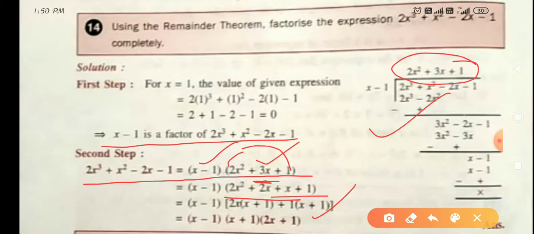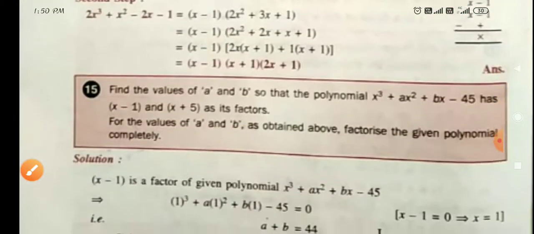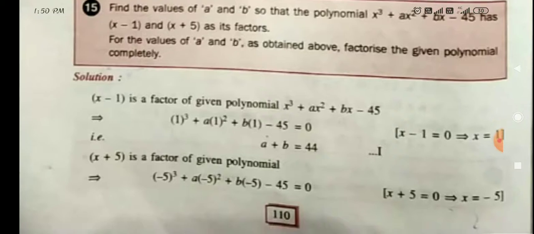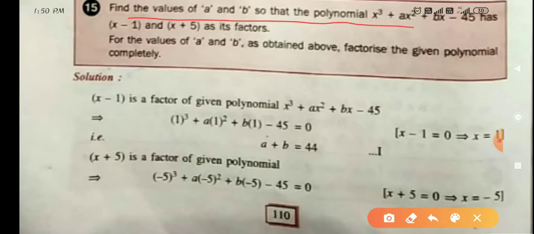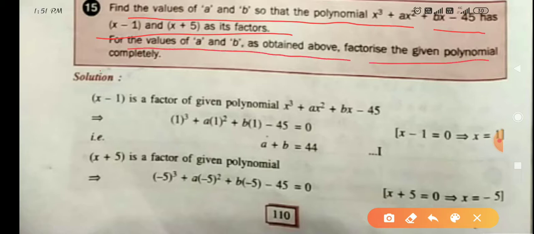From your side you can put a value of x and find one factor. After that you can factorize the given polynomial. Now one more example is there, students. You can see this example 15. Find the values of a and b so that the polynomial has x minus 1 and x plus 5 as its factors. For the values of a and b as obtained above, factorize the given polynomial completely.